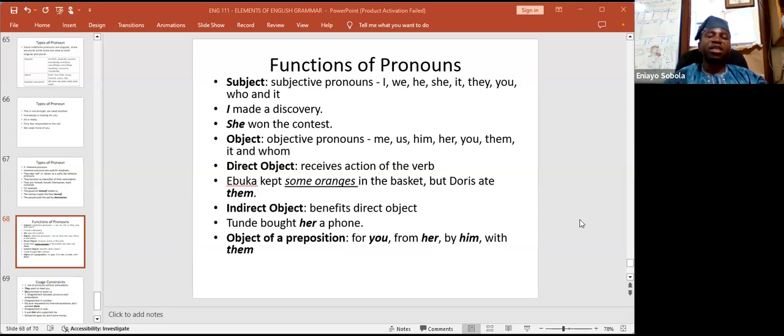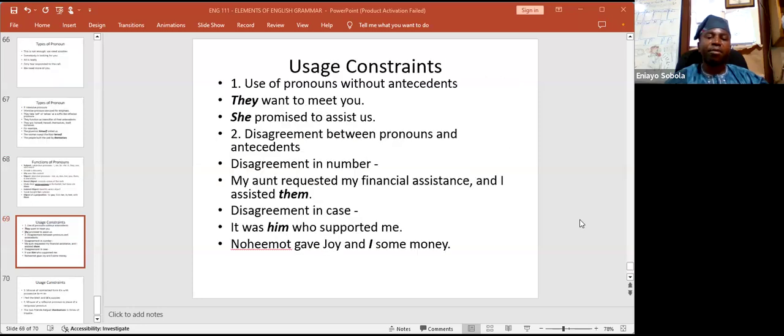So we can say that a pronoun can function as subject, object, either direct or indirect object, and also as object of a preposition. Let's look at usage constraints or usage errors in the use of pronouns. Number one, some pronouns are used without antecedents in a wrong manner. For example, they want to meet you.